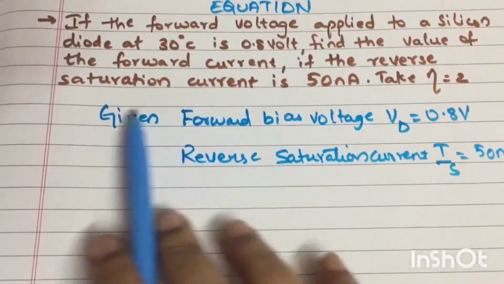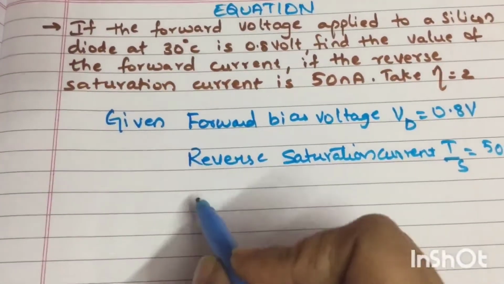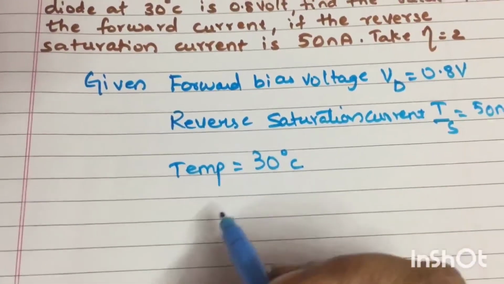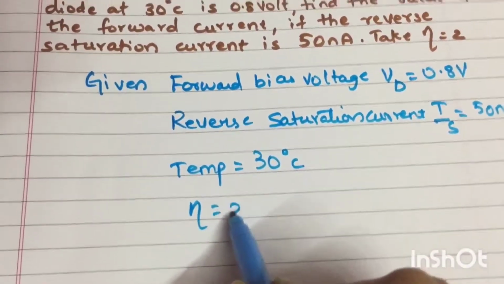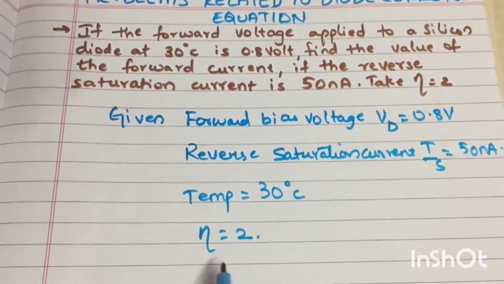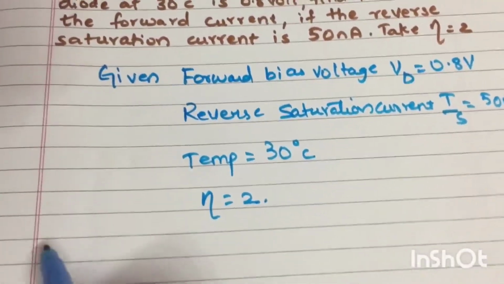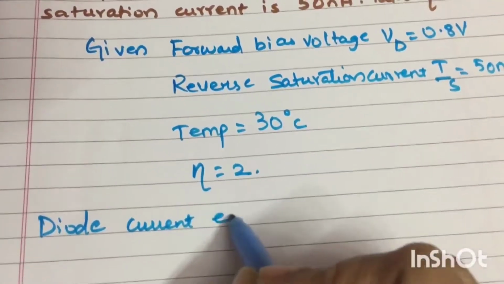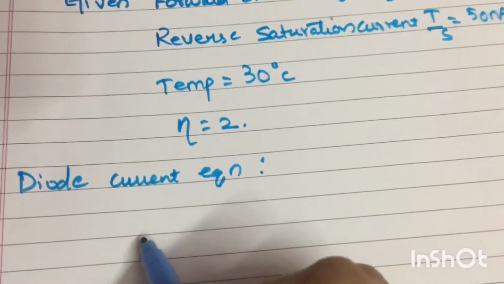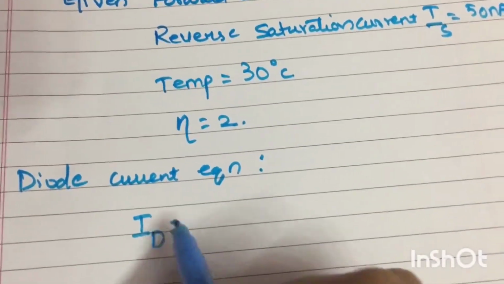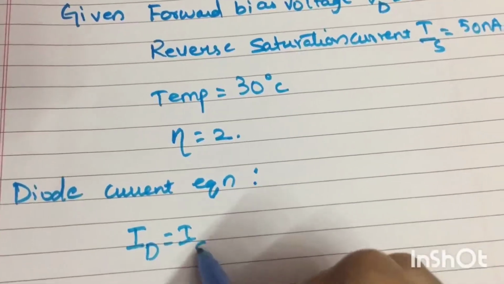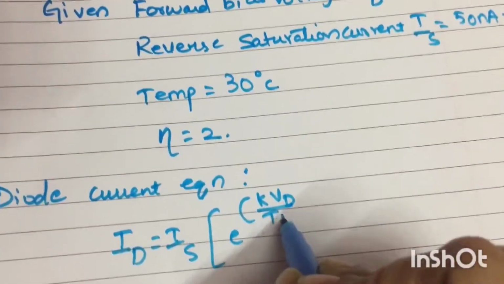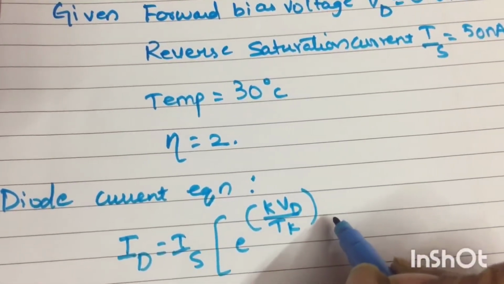Next he has given the temperature also, right? So the temperature is 30 degrees centigrade. He also gave efficiency is 2. We have written all the given conditions over here, right? So now we know the diode current equation. Diode current equation is written as ID is equal to IS e power kVd by Tk minus 1.